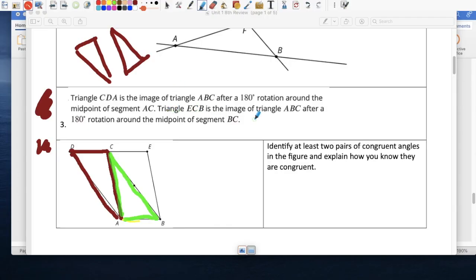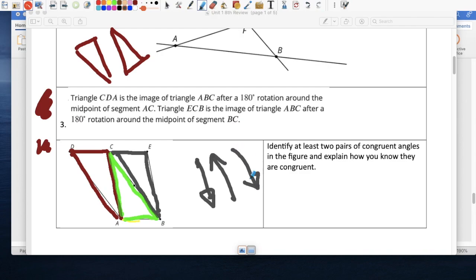And then triangle ECB is the image of triangle ABC. The one that I haven't shaded yet is the image of the green one after 180 degrees. So we took the green one and rotated again, 180, and now it's pointing down again. It's the same triangle, rotated. Here's an arrow that was pointing down, rotated 180 degrees, pointing up. Now it's pointing down. It's the same arrow. So all the parts are exactly the same. All the lengths are exactly the same.